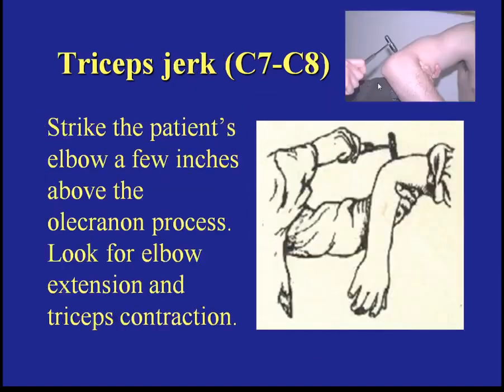The second physiological spinal tendon reflex is triceps jerk. The level of this reflex is C7-C8 spinal segments and roots. Strike the patient's elbow a few inches above the olecranon process. This is the point of projection of the tendon of the triceps muscle, and look for elbow extension and triceps contraction.